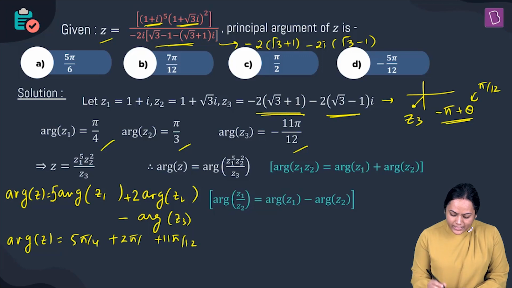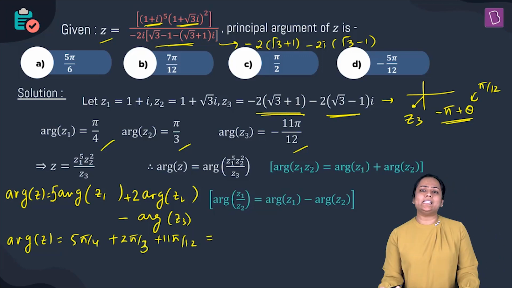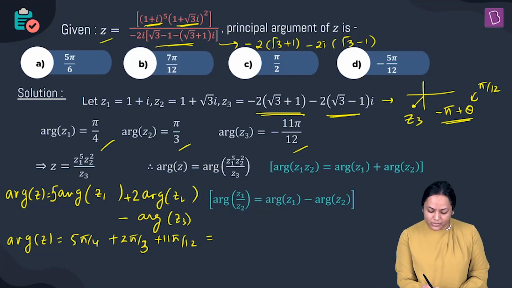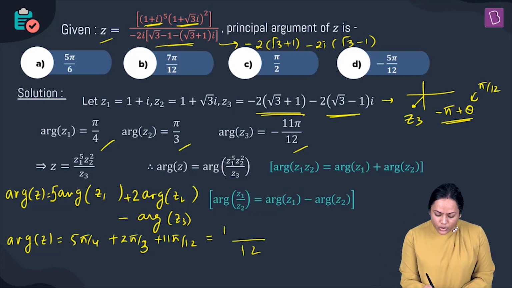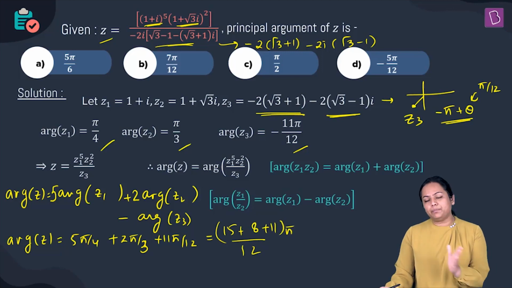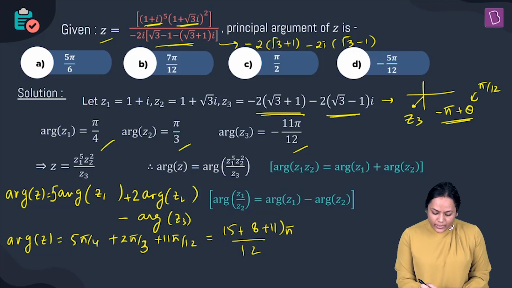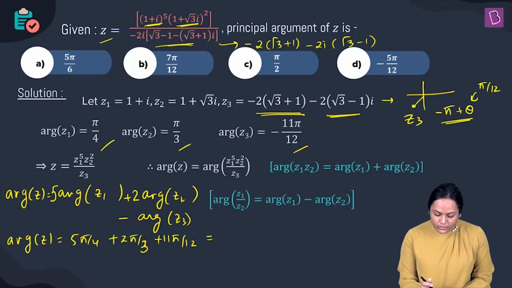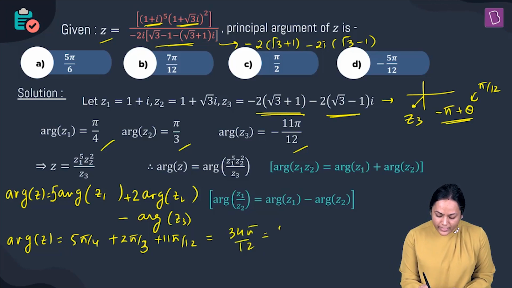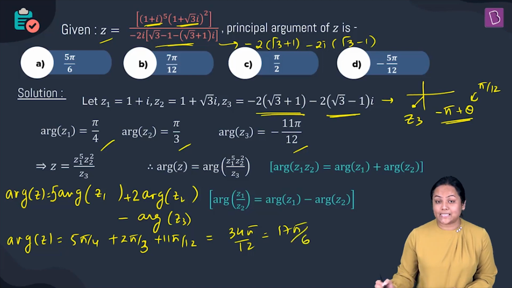Clear? And now what we have to do? Well, now we have to just take the LCM of this. So when we take the LCM, it's going to become 12. Here you will get 15 plus 8 plus 11 pi by 12. And 15 plus 8 plus 11, well, that value is 34 pi by 12. So I can say that my final argument of z is coming out as 34 pi by 12, or you can say 17 pi by 6.